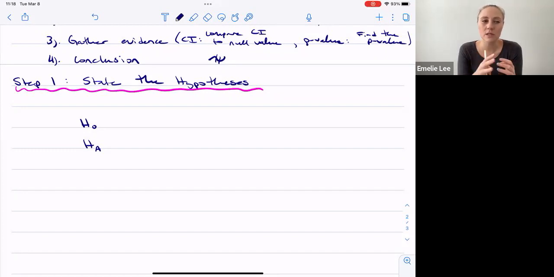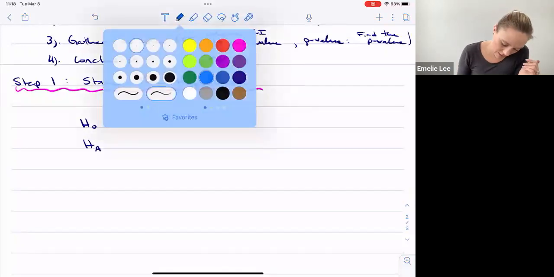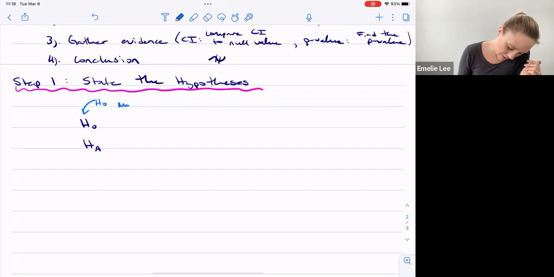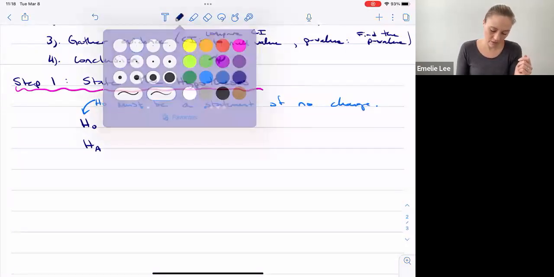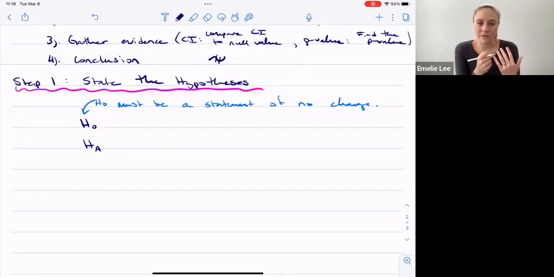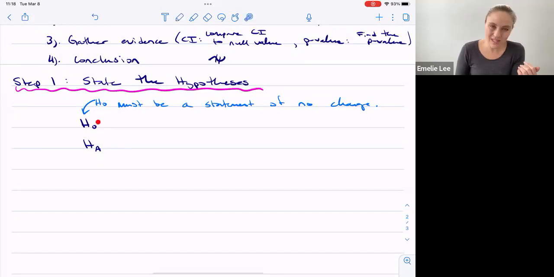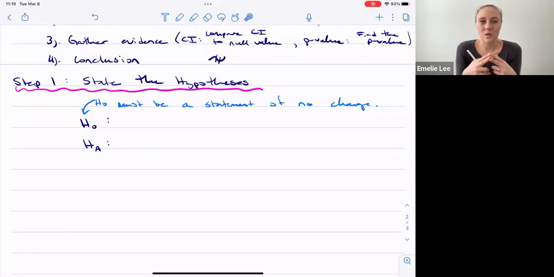Okay, the null hypothesis is always going to be the statement of no change. Okay, so H naught must be a statement of no change. Okay. And these are both statements. The null hypothesis is a statement and the alternative hypothesis is a statement. And so what you have to do is you have to follow these statements with colons. Okay. One common mistake that I see here is you put equal signs, but equal signs in math fields are numerical equalities, right? Or equal statements, which is not what we're doing here. So it's really important that you have these colons here to indicate that it's a statement.